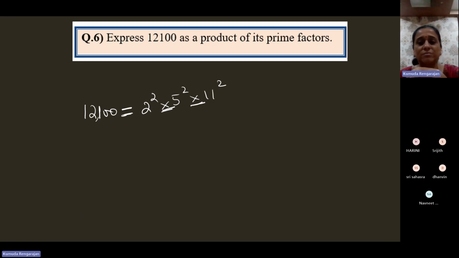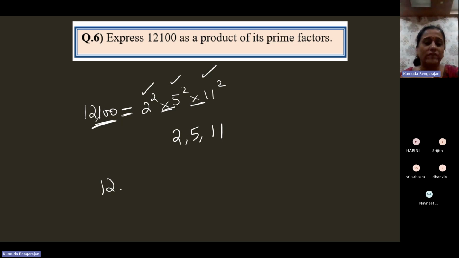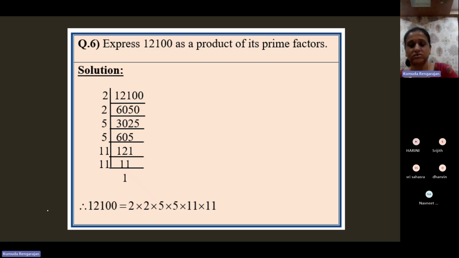So we have expressed 12,100 as a product. See the multiplication sign. Product of its prime factors. So the prime factors in the factorization of 12,100 are 2, 5, and 11. These are the prime factors you see. 2, 5, and 11 are the prime factors involved in the factorization of 12,100. So this is the answer.